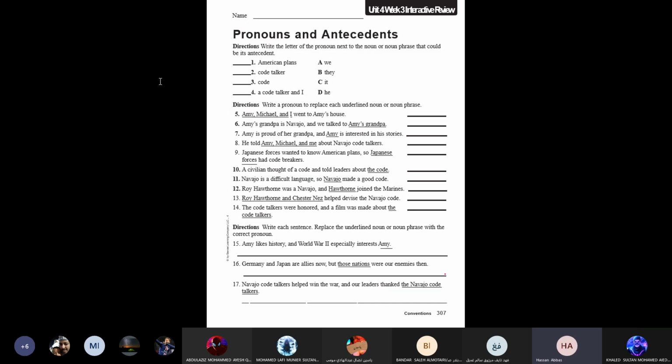For example, when I say, "You told me." Told is the verb. What comes before the verb is subject. What comes after is object. And the object here is me. But when I say, "I told you," what is you here? Subject or object? No, object. What comes after the verb is object.